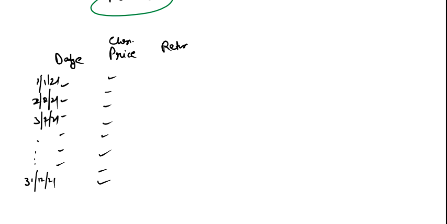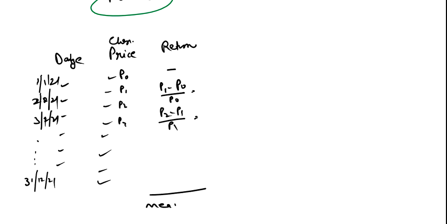Now you need to find out the return. So first one will be blank. Second one will be, say this one is P0, P1, P2, P3. So P1 minus P0 divided by P0, you will be getting the return. Clear? Similarly, P2 minus P1 by P1, you are going to get the return. Clear? Now from the return you can calculate the mean.